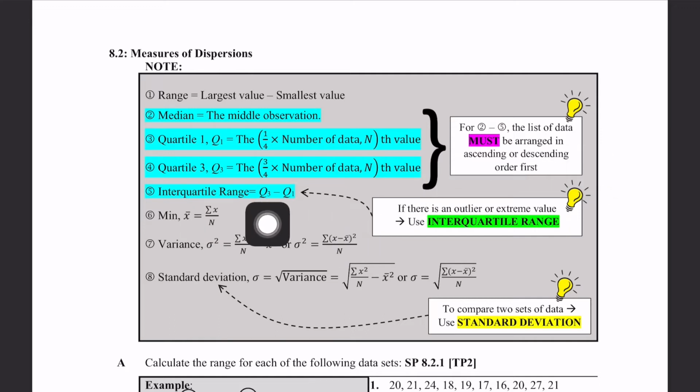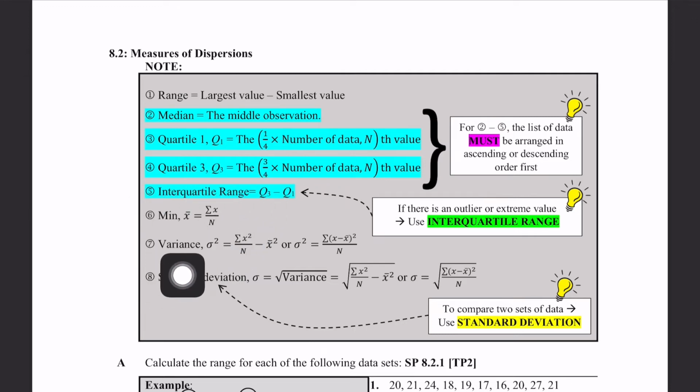Okay, look over here for number 5. If there is an outlier or extreme value, use interquartile range. So kalau data itu tak ada outlier or extreme values, maksud extreme values tu data yang tiba-tiba paling kecil ataupun paling besar, you can use range. Kalau ada, you can use interquartile range. And then this is mean, purata lah. The formula is summation of x divided by n. Dan awak dah belajar lah masa sekolah rendah kan.